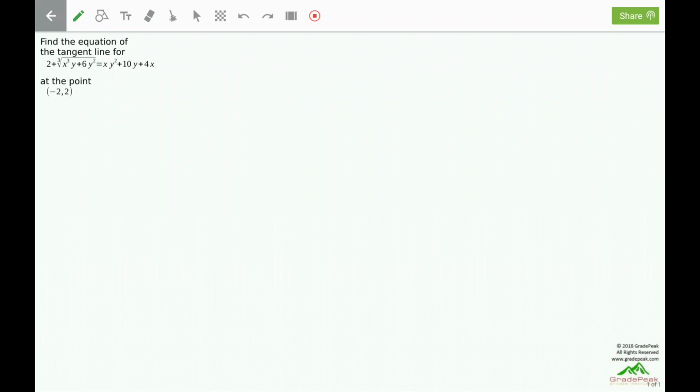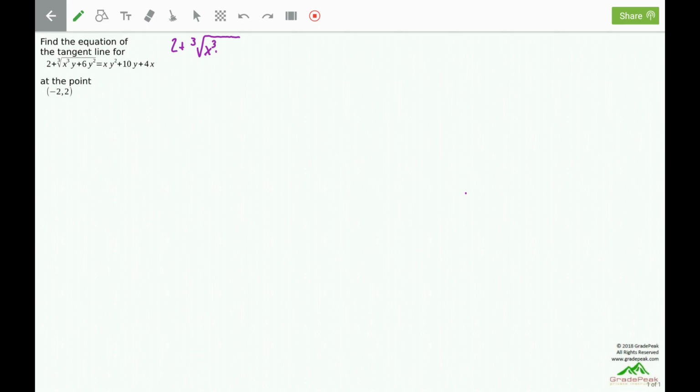Find the equation of the tangent line for 2 plus the cubed root of x cubed y plus 6y squared equals xy squared plus 10y plus 4x at the point negative 2 comma 2. To find the equation of the tangent line, we need a point, that is given, as well as the slope, that is the derivative. To find the derivative, we have an implicit equation here.